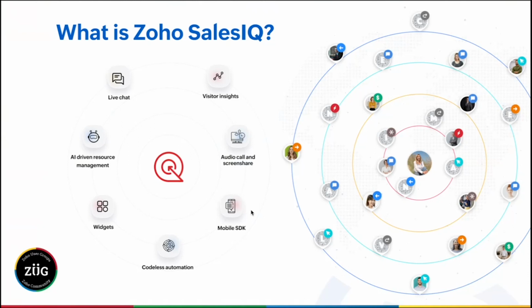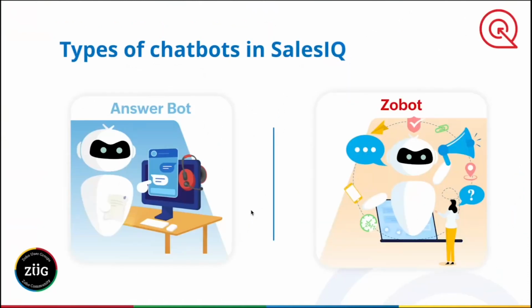All right. So in SalesIQ, we have two different types of bot. One is answer bot and another one is Zobot. Answer bot, as the name suggests, answers frequently asked questions.